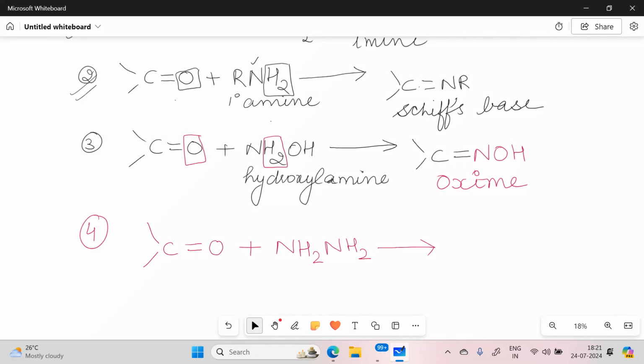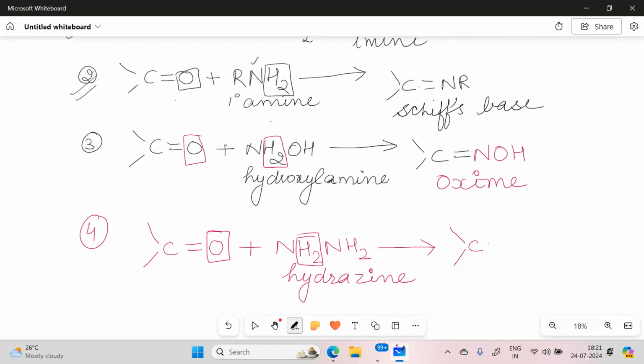Now next is NH2, NH2. If you replace one hydrogen of ammonia with an NH2 group, then it is called hydrazine. Again, you have to remove water, oxygen from here, H2 from hydrazine, and combine the remaining part.